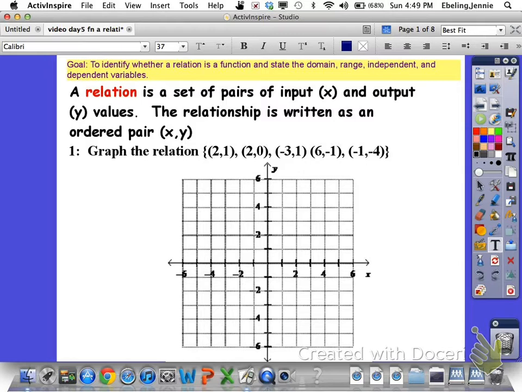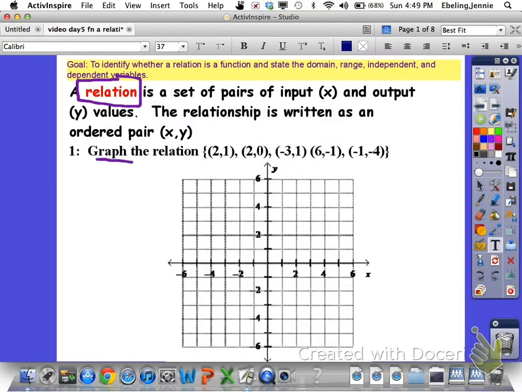First of all, to get started, we want to talk about what is a relation. A relation is a set of pairs of input x and output y values. The relationship is written as an ordered pair x, y. Basically, a relation is just a bunch of ordered pairs together.